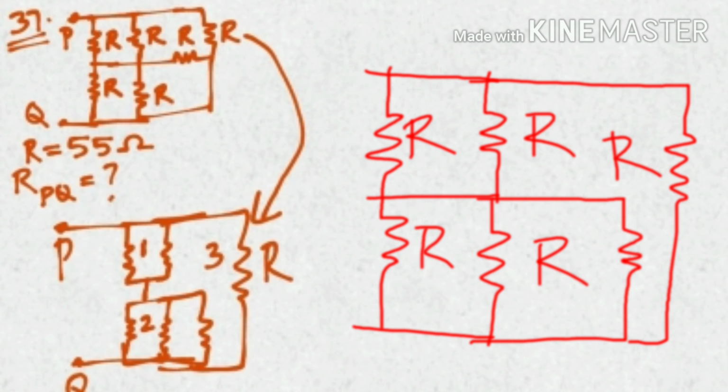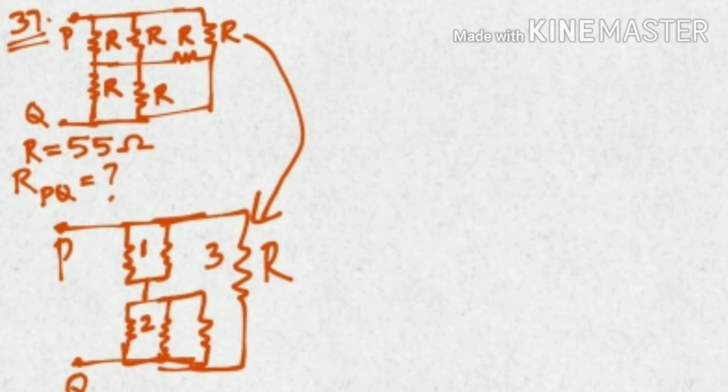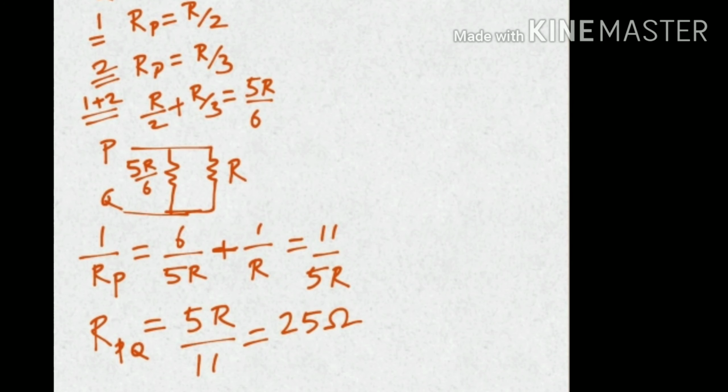Now in the bottom I have separated this region into region 1, region 2, region 3. In region 1 we have 2 resistors in parallel, R and R. In region 2, 3 resistors are in parallel, each R. Finally, in region 3, a single resistor is in parallel with the total combination. In region 1, we get for that combination R by 2.